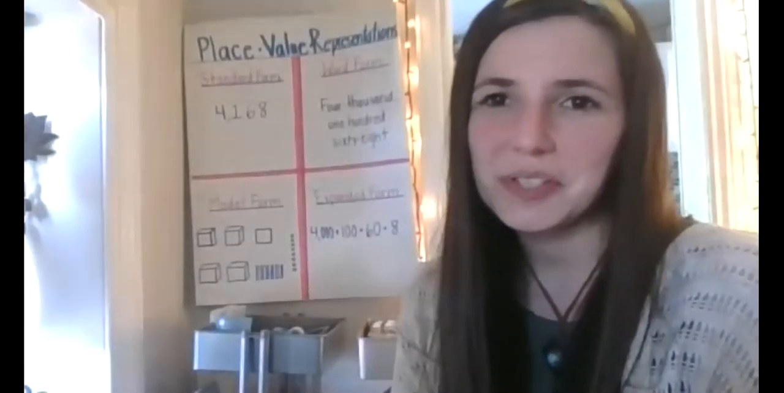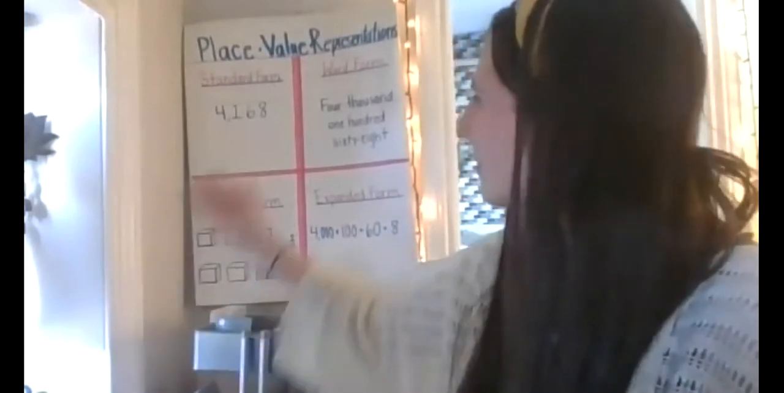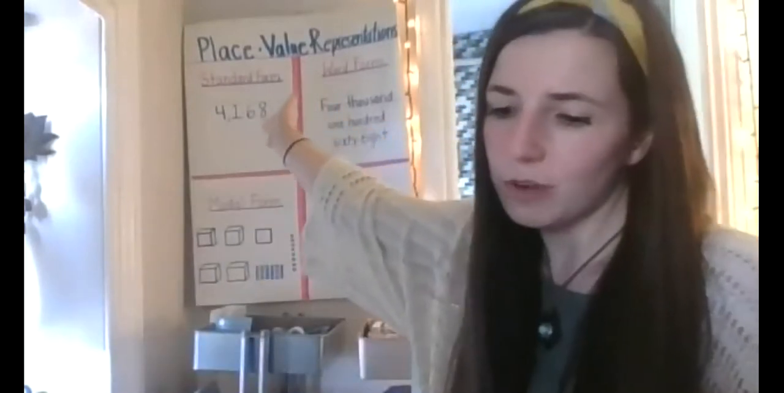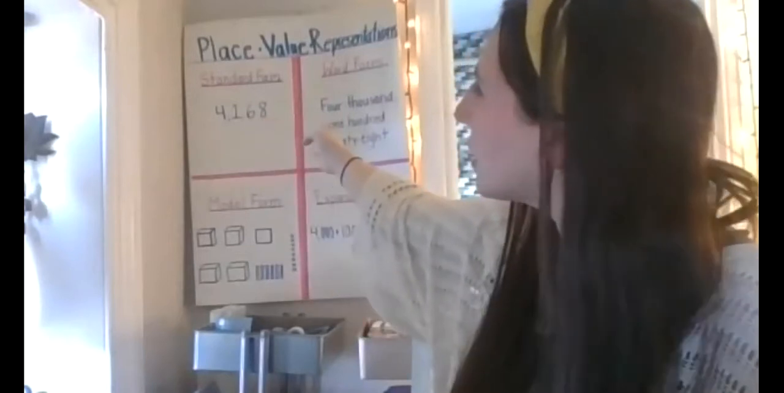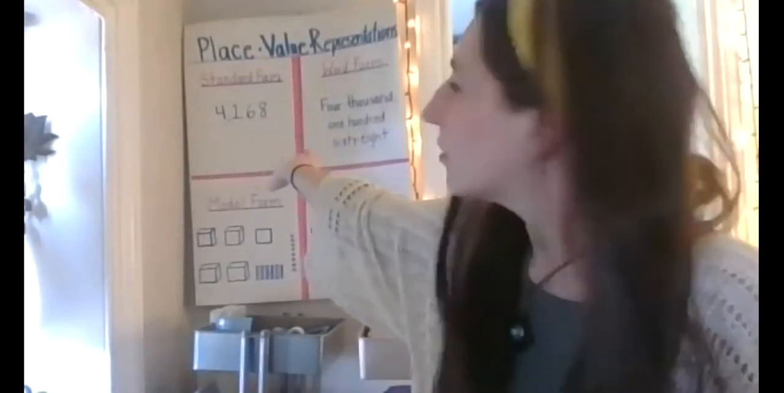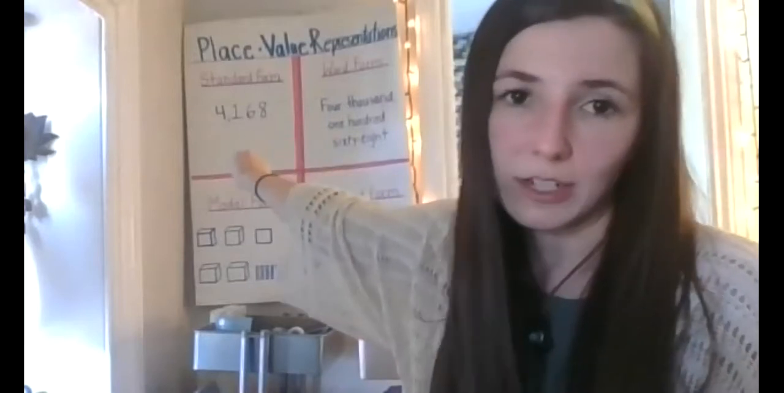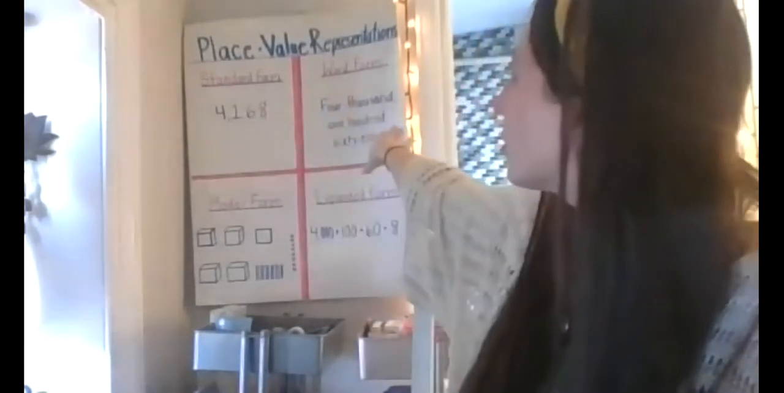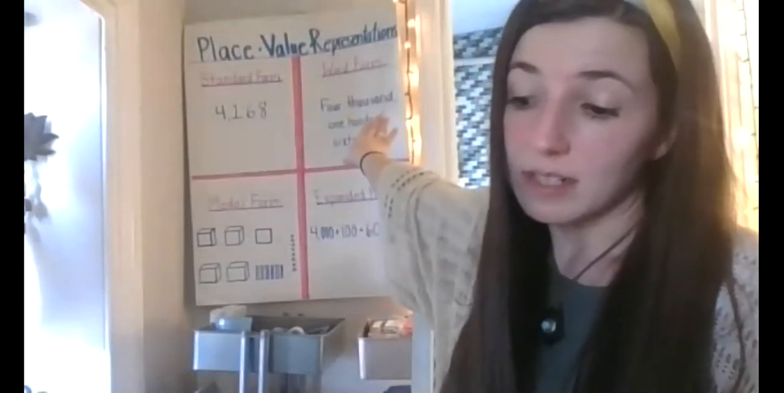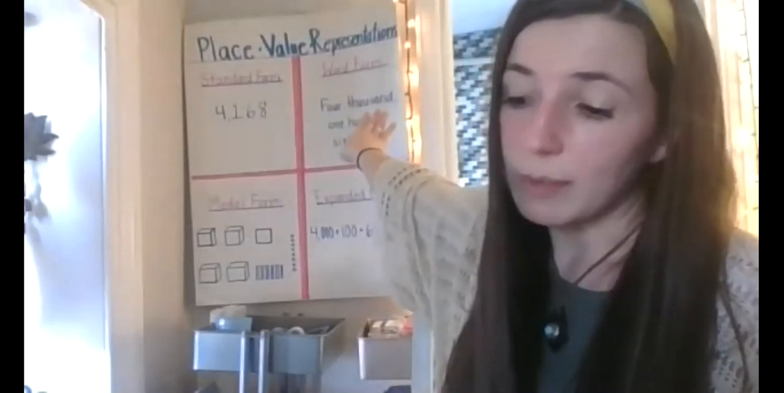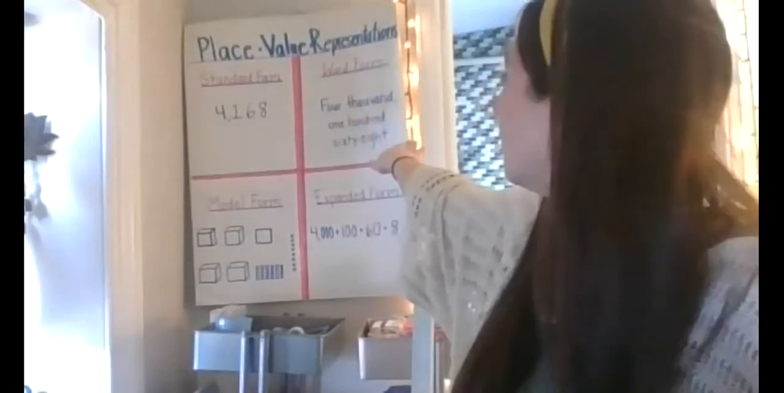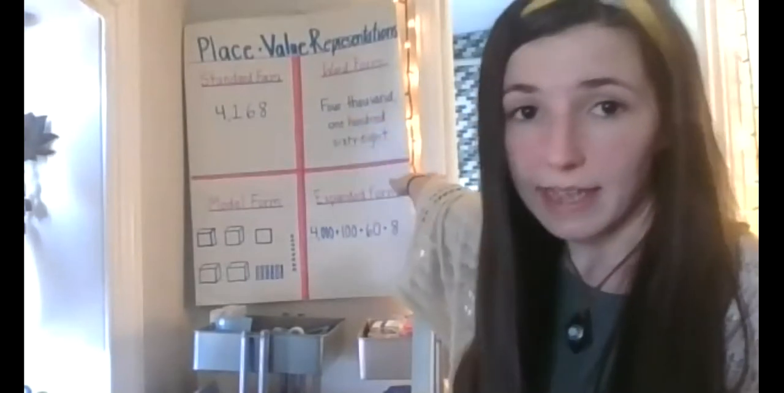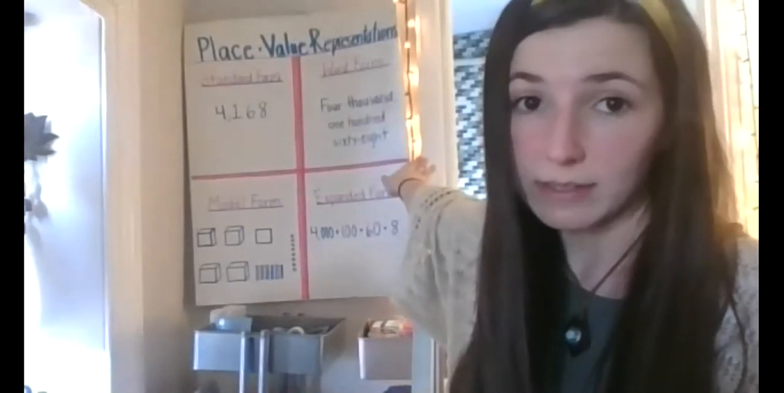Now let's move on to some place value representations. Our standard form is the normal version of our number. So for example, 4,168 written as a 4-digit number is standard form. Moving on to word form, this is a number written out using words to represent the digits in the number. 4,168 written with our words.